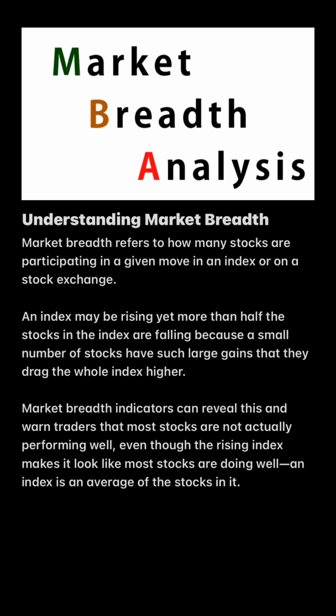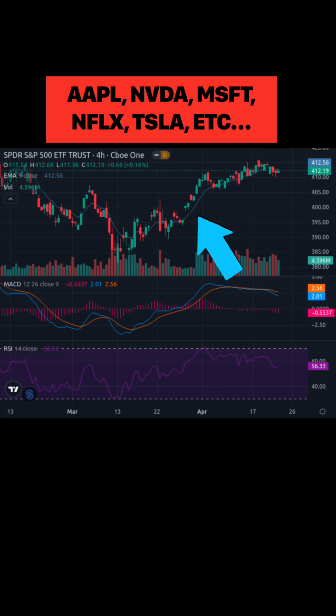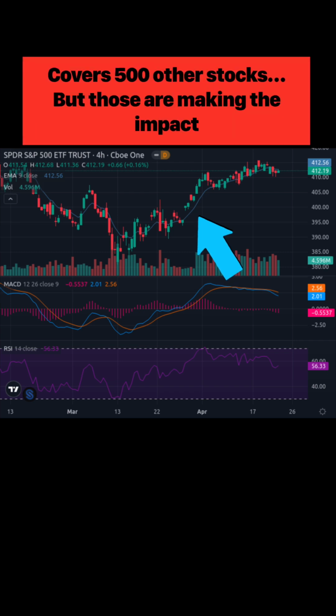An index is an average of the stocks in it. And we know this to be true because when we look at SPY and see moves like this, typically what is moving SPY to make that push? Well, the Apples, the NVDA, Microsoft, Netflix, Tesla, etc. We know that the S&P covers 500 stocks, but those are the ones that are making the impact and causing the broader market to run.